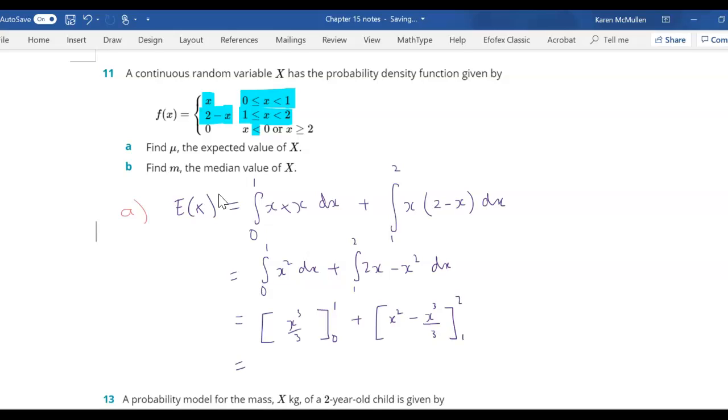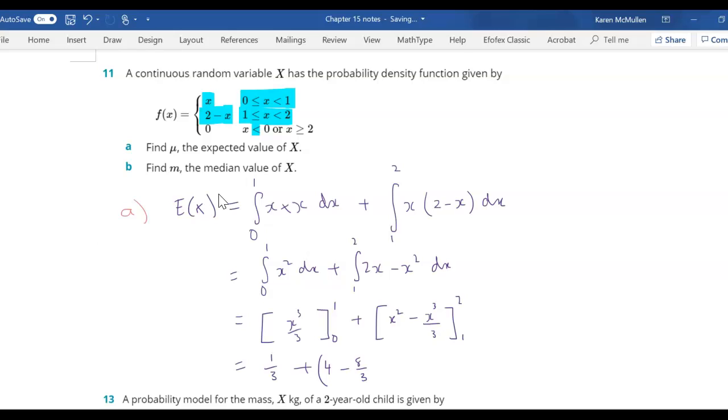All right, so let's just do our substitution. So I'm going to substitute in 1. 1 cubed is 1. Then we've got minus 0, so that's all good. Plus, and then we'll do the second brackets. So substituting in 2, we've got 4 minus 2 cubed, which is 8 on 3. Now I'm going to put brackets in.